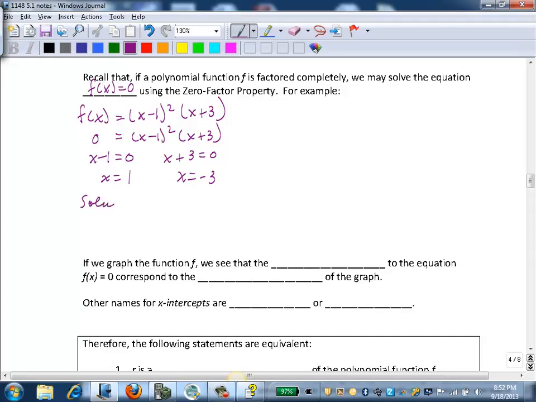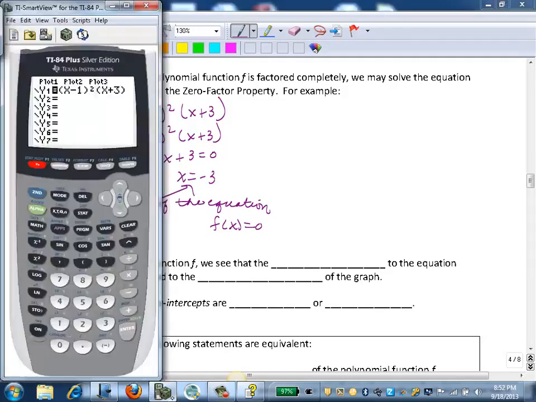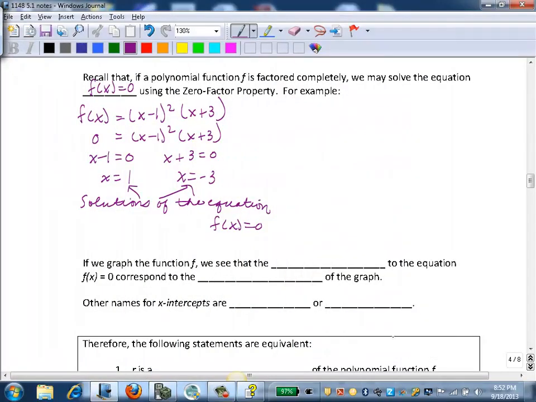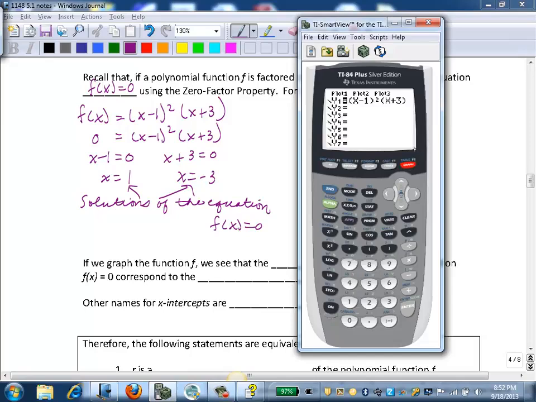So these are the solutions of the equation f of x equals 0. If we graph this function, hopefully we remember, on a standard viewing window there, you can see that it has two x-intercepts. One looks like it's at negative 3, and the other one certainly looks like it's at 1.